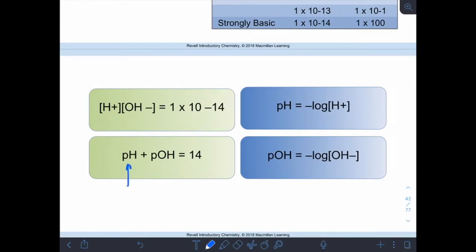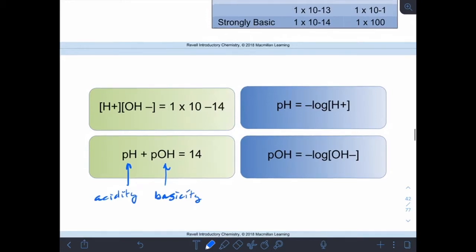Now you're probably familiar with pH. You're probably not as familiar with pOH. But we hear about pH all the time in advertisements and things like that. They say pH balanced for your skin. pH is a level of acidity, and pOH is a measurement of basicity. By convention, the chemistry community has decided to rate everything in terms of pH.